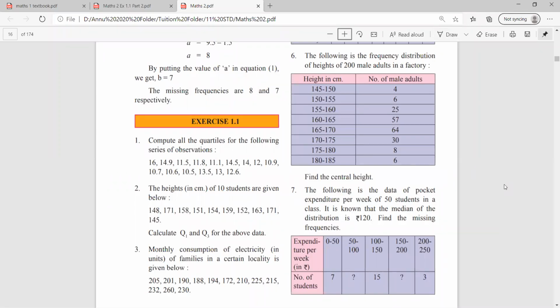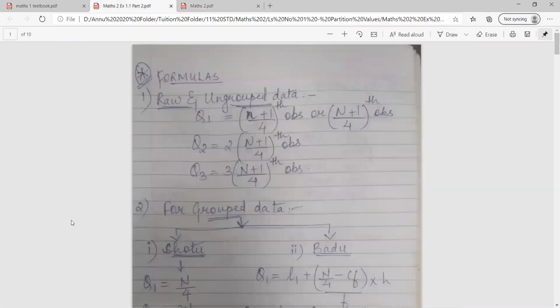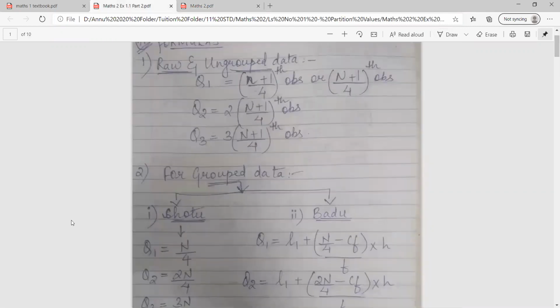So last time, as you all know, we had started with the first chapter of our Maths 2 syllabus, partition values, and we had finished sums on raw data and ungrouped data. Today we'll be starting the sums based on grouped data. So we are starting with sum number 6, but before that, class, a quick revision of all the formulas which we had studied last time.